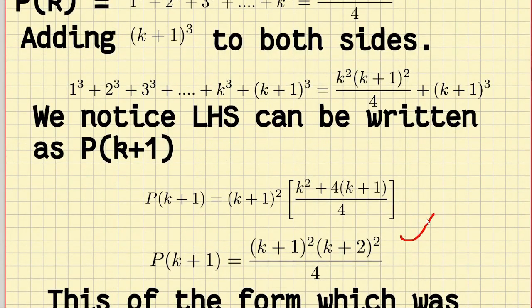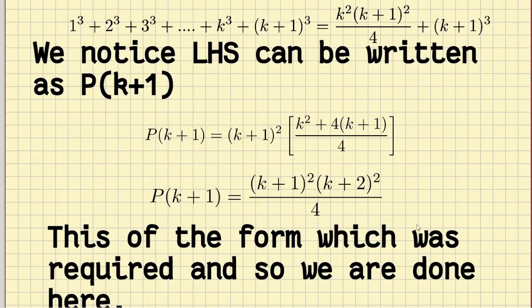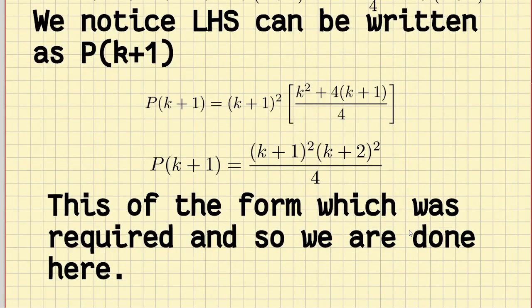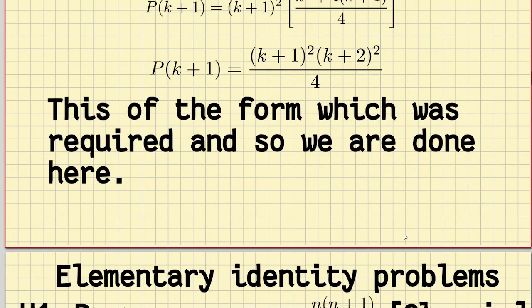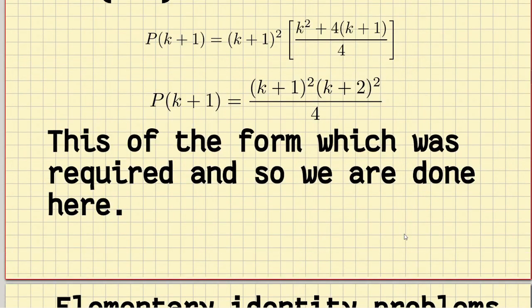So this implies that this statement was true. The k plus 1 will fall. So this means that this was the form which was expected. And so we are done here. On this one, by PMI, this statement is true for all n. So this was an elementary identity problem.